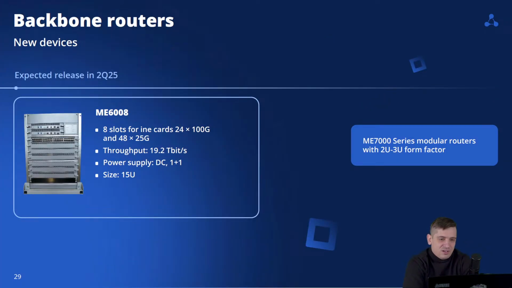So today also mentioned backbone routers of ME5000 series, the predecessors of ME6000 series. So you see that's a chassis-based device, with the possibility to integrate up to 8 slots for line cards with different types of interfaces for 100 gig and for 25 gig. The total throughput may reach up to 20 terabit per second, but it still has a huge size, so 15 units in rack.